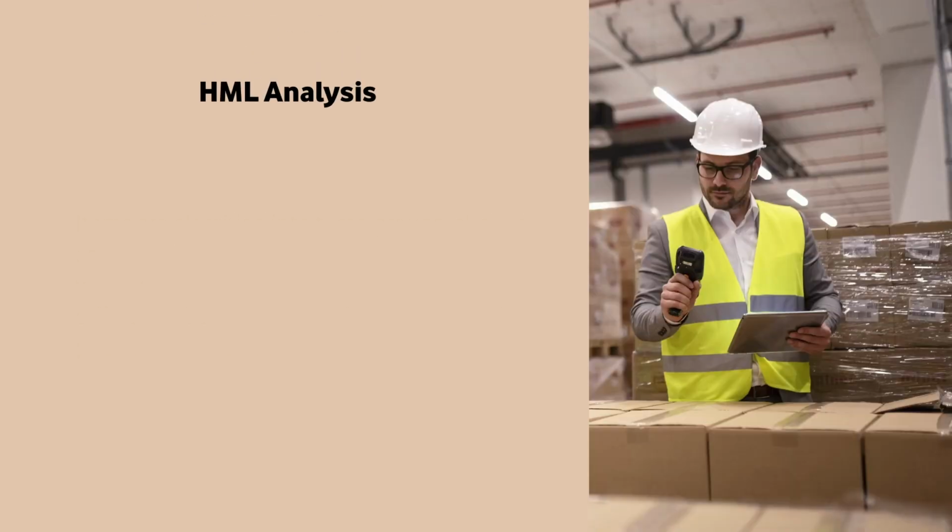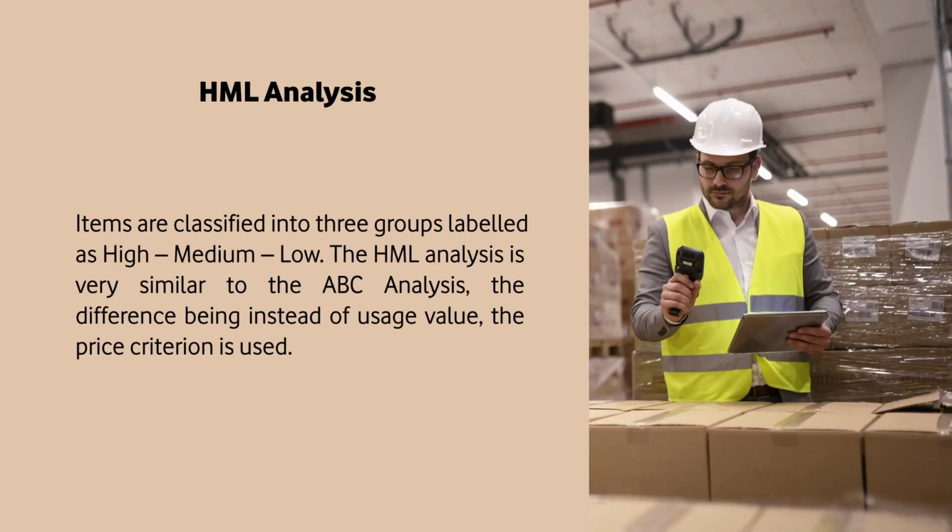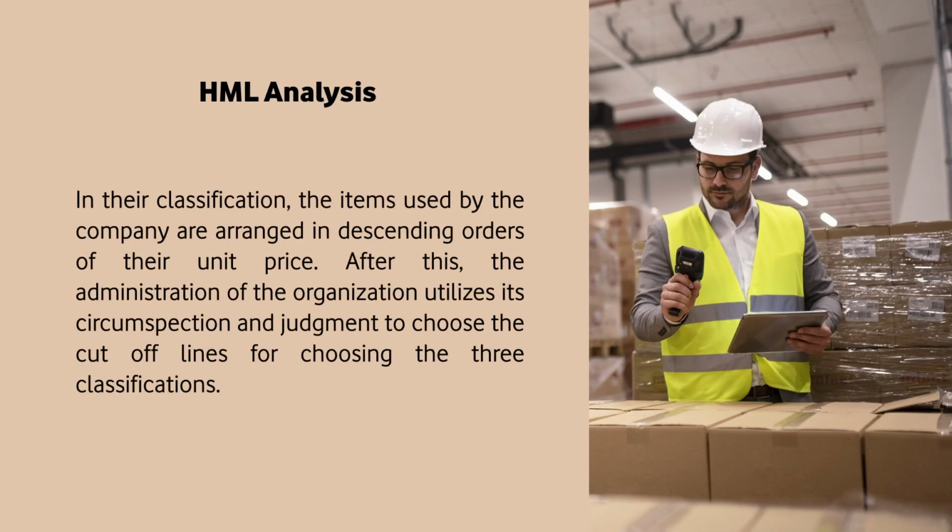HML analysis. HML analysis means high, medium and low. The HML analysis is very similar to ABC analysis. The difference being that instead of value, the price criterion is used. In this classification, the items used by the company are arranged in descending order of their unit price. After this, the administration of the organization utilizes its circumscription and judgment to choose the cutoff lines for choosing the three classifications. It means it depends on the cost also.